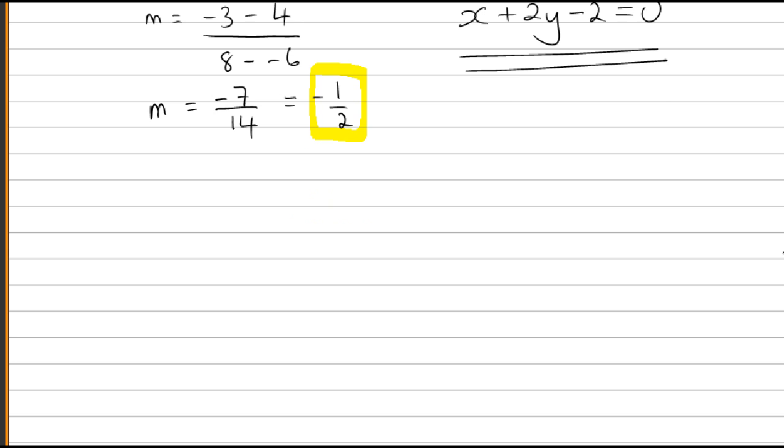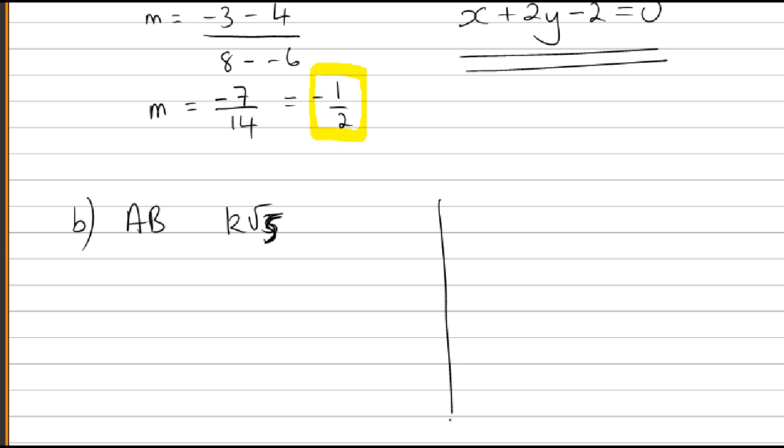Now in part B, they are asking to find the distance AB, giving your answer in the form k root 5, where k is an integer.